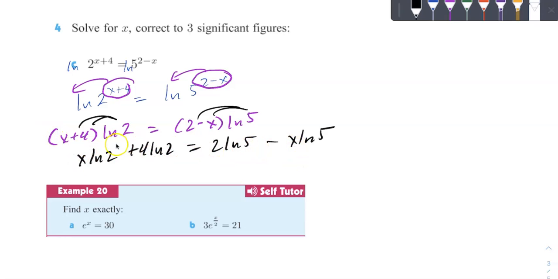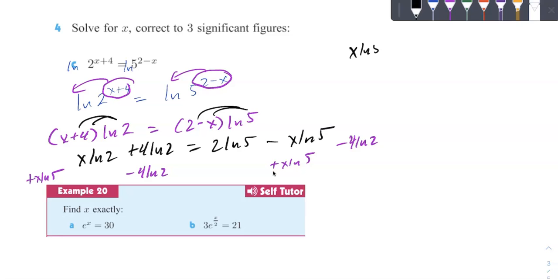So we want to put all the x's on one side and all the numbers on the other side. I'm going to move this x over here, and I'm going to move this number over there. So I'm going to go plus x natural log of 5, and then minus 4 natural log of 2. So I'm going to get this.